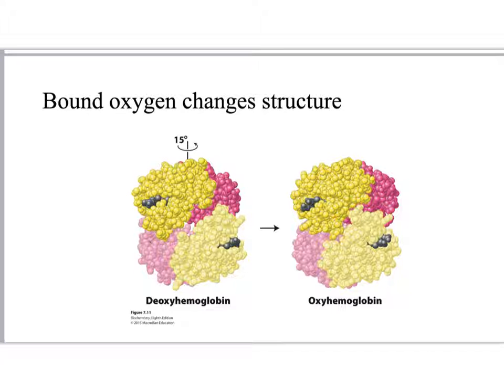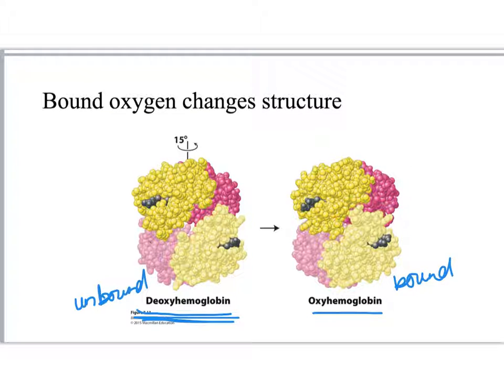Now here we're looking at that structure of hemoglobin. We do have a conformation change when we have oxygen binding to the hemoglobin. It's a slight change, but that does change the properties. So on the left we have the deoxyhemoglobin, and on the right we have oxyhemoglobin. So the deoxy is the unbound, and the oxy is the bound form.